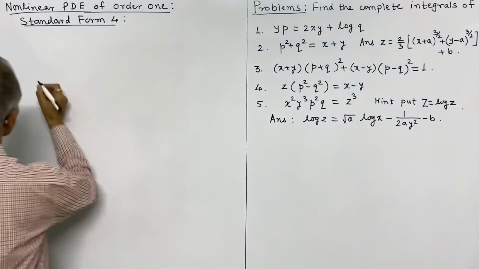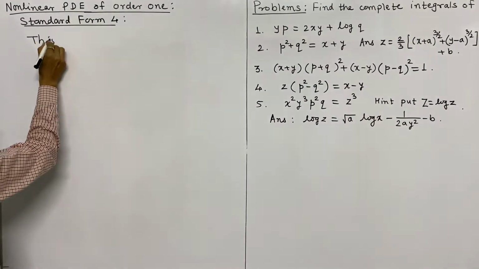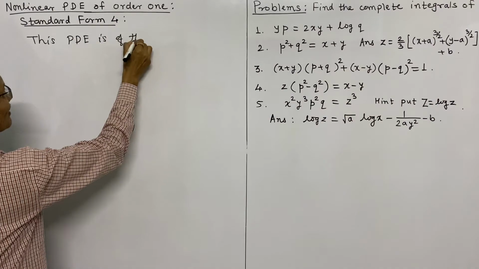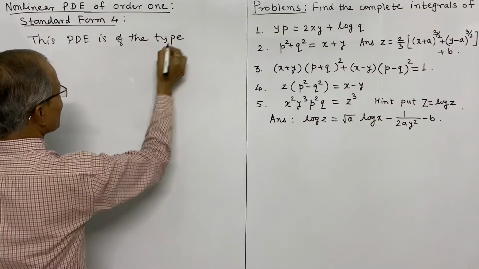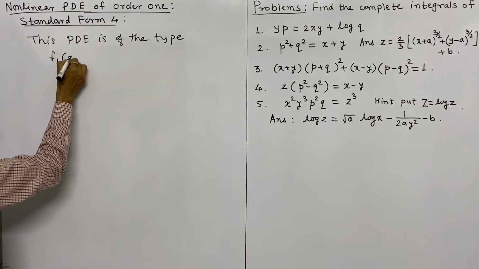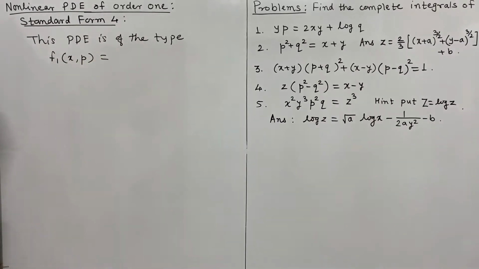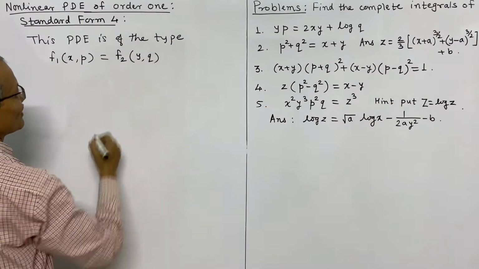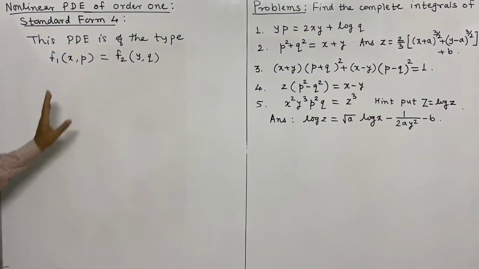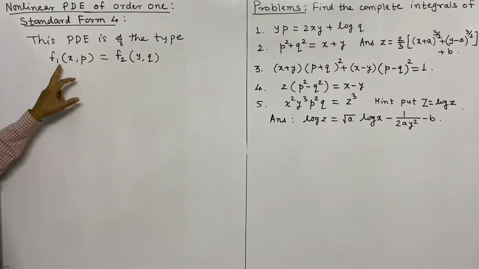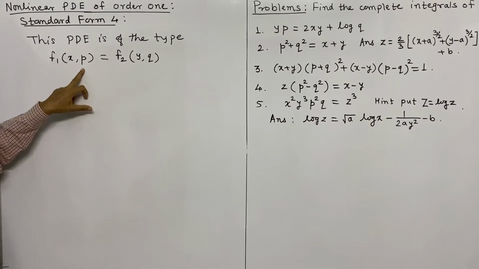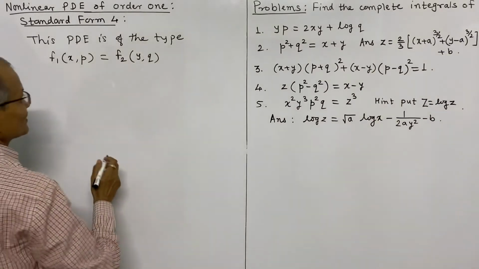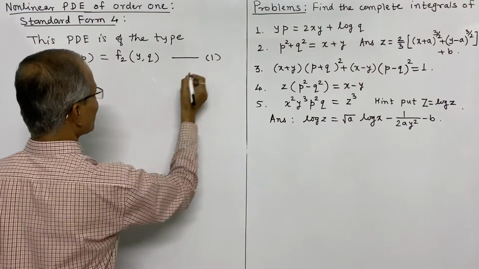So this PDE is of the form F1 is a function of x and p, F1 of x and p is equal to F2, a function of y and q. So this is the form. There are two separate functions, where the first function involves x and p, and the second function involves y and q. So we may suppose this as 1. Now the method of solution of this.